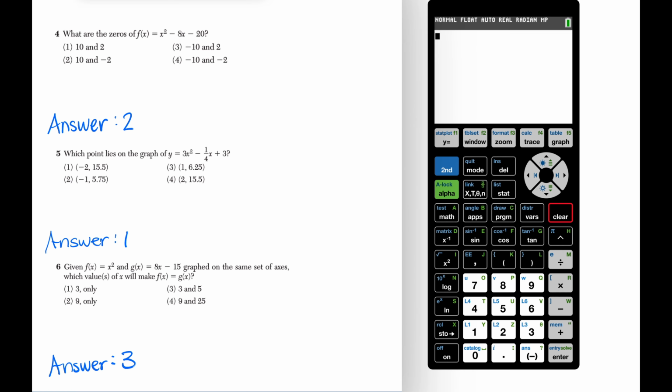With the first one, number 4, what are the zeros of f of x equals x squared minus 8x minus 20? So this is a trinomial. So I'm going to factor this.